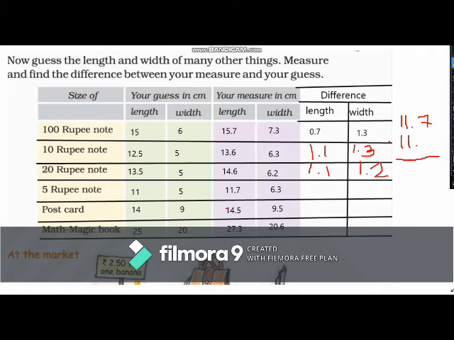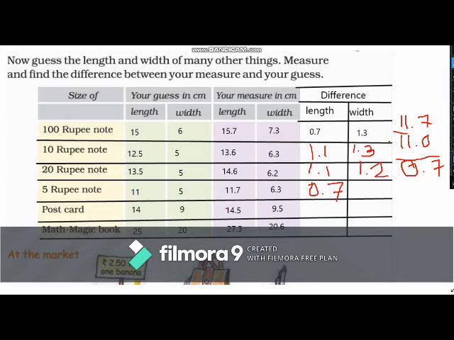So here for 11, we have to write 0.0. So 7 minus 0, 7. 11 minus 11, 0. So 0.7 is the difference in the measure and guess of the 5 rupee note length.